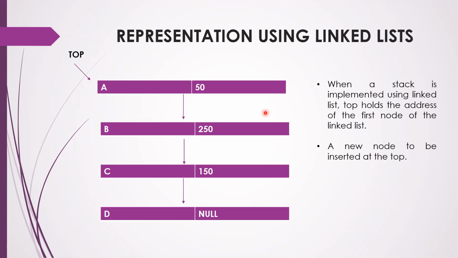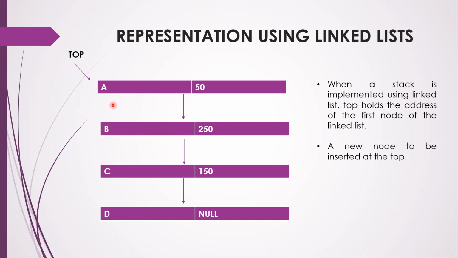Next we are going to see the representation using a linked list. The linked list representation has a value field and the next address field. The value fields are like A, B, C, D. In the case of an array, you have the top variable moving along with the subscript. But when a stack is implemented using a linked list, top holds the address of the first node of the linked list, and a new node is inserted only at the top.